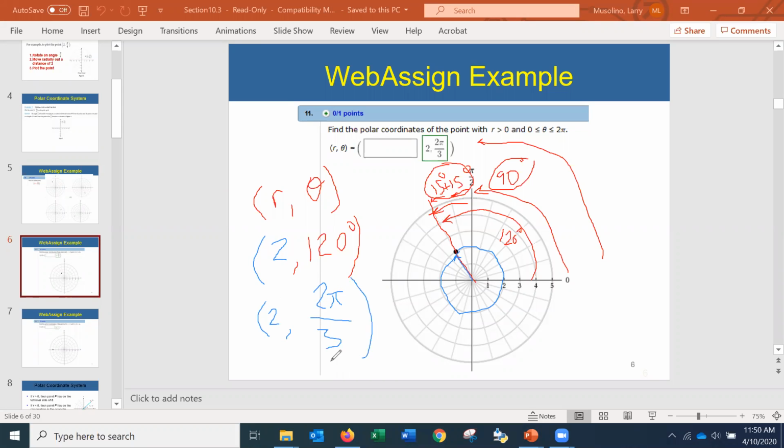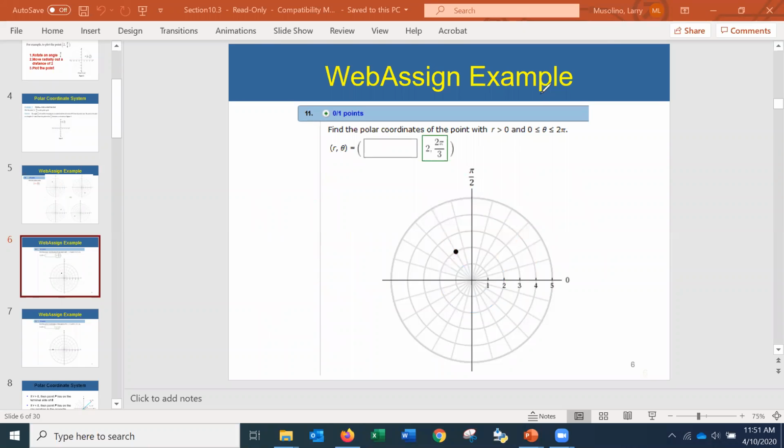Okay, so remember, WebAssign will take an answer either in radians or degrees. It's just that when you want to enter an answer in degrees, make sure to put the degree symbol as part of your answer. If you leave the degree symbol out, WebAssign assumes you are entering an angle in radians. All right, let me do one more example like this, then we'll move on.